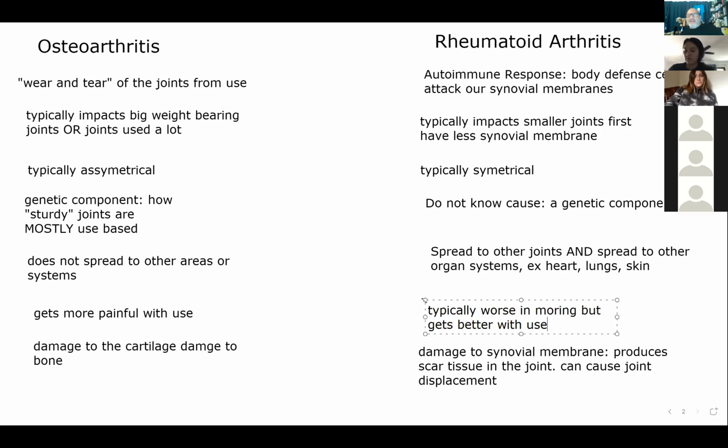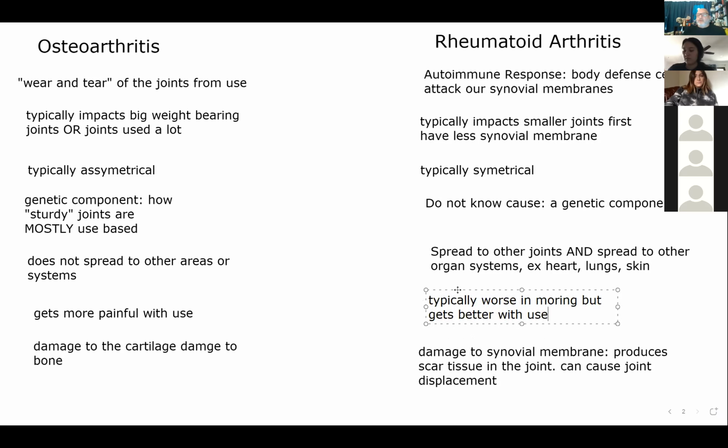Now, does that mean by the end of the day, her hand's going to feel perfectly normal? No. As she continues to move it, is it going to fatigue? Is it going to tire? Is it going to become sore? Yes. But in this case, because of the lack of synovial membrane, a little bit of use, a little bit of warmth helps to make it actually feel better.